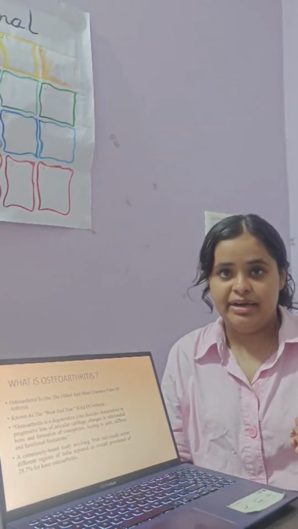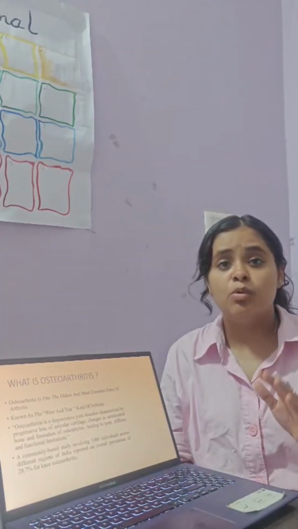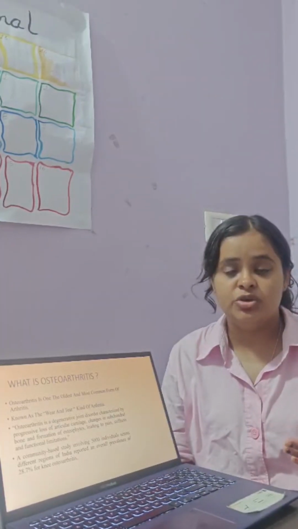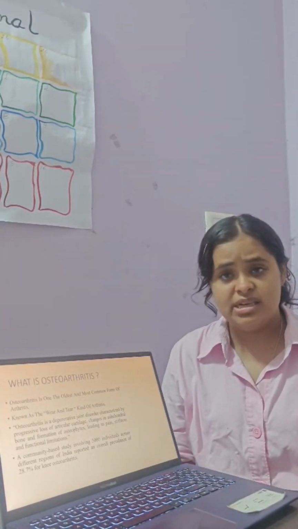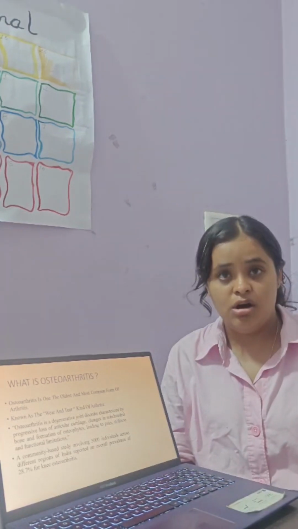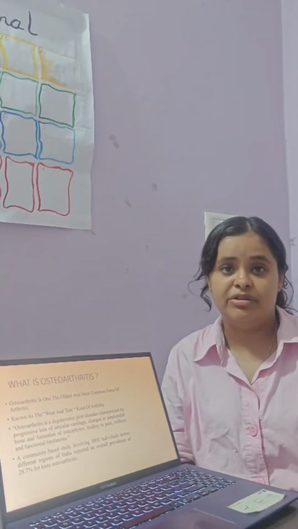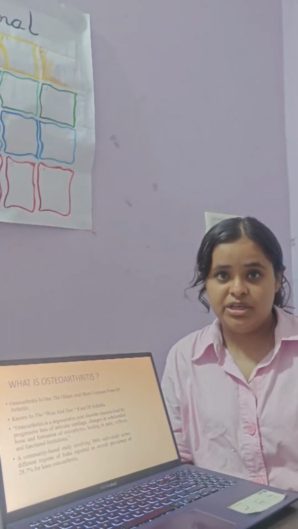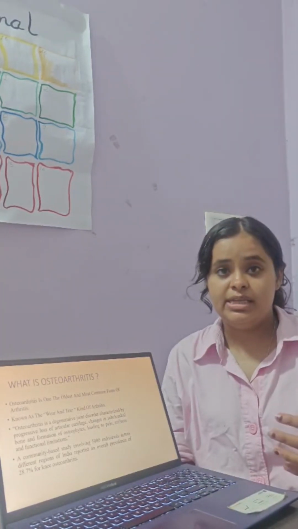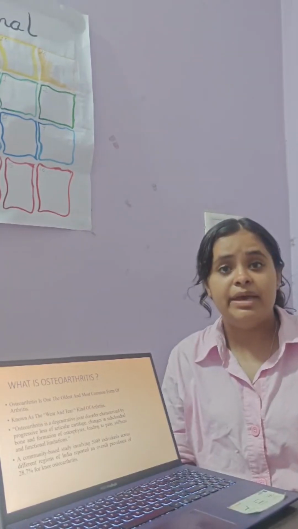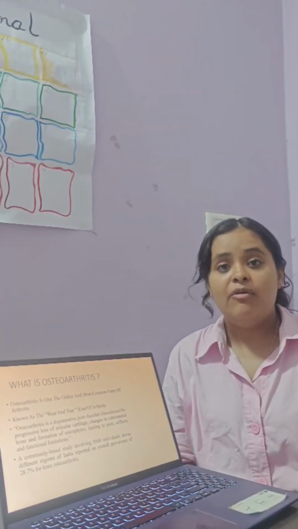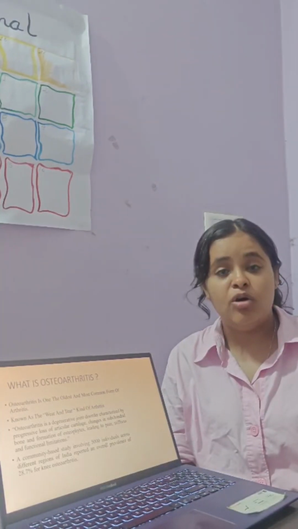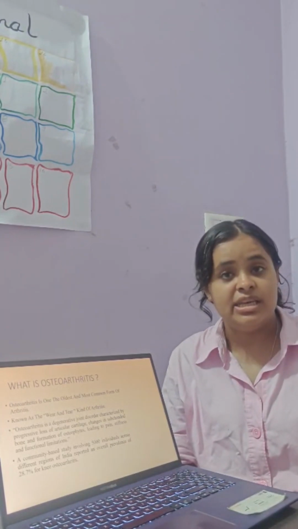Osteoarthritis is the most common type of arthritis. You can see there is wear and tear in this joint. Osteoarthritis is a degenerative joint disorder, characterized by degeneration of hyaline cartilage, bone erosion and osteophyte formation, and the patient complains of pain, stiffness, and crepitus. One study conducted on osteoarthritis shows 28% of cases having osteoarthritis in the knee.